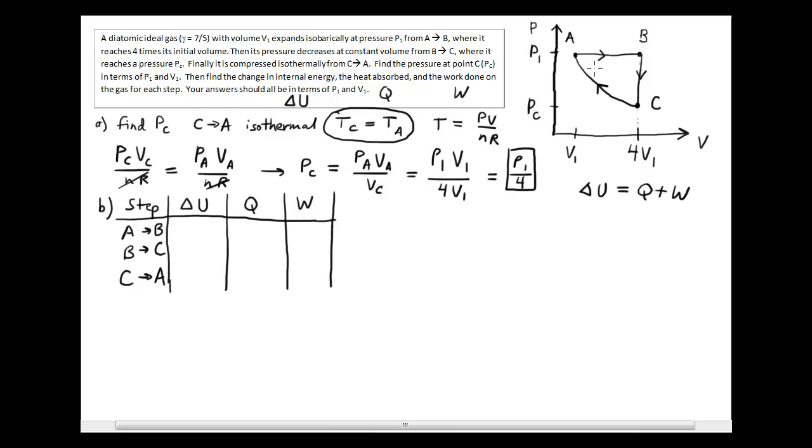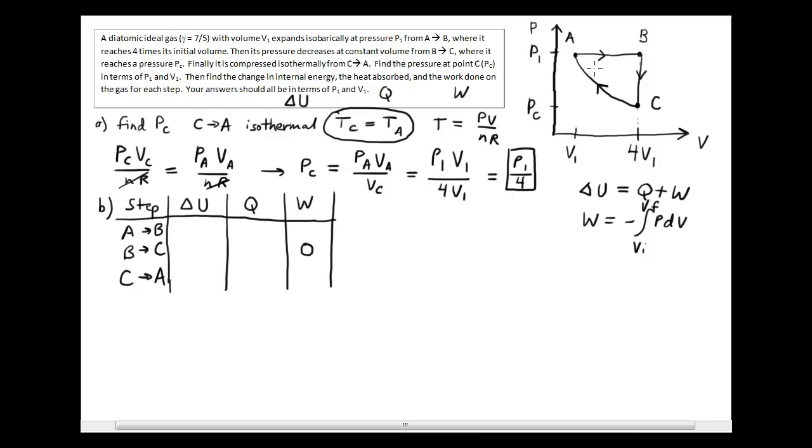For example, look at step B to C. The volume doesn't change when you go from B to C, and since the work done, remember, work done is minus the integral P dV, right, from V initial to V final, and what that really means is it's the area under the pressure volume curve between the initial and final volumes. Well, if volume doesn't change, then work BC is equal to 0. So we know one of those.